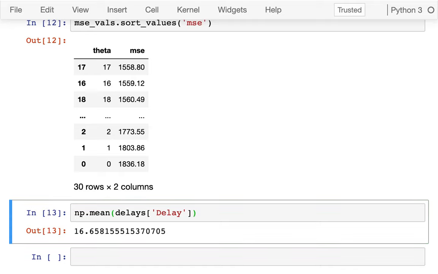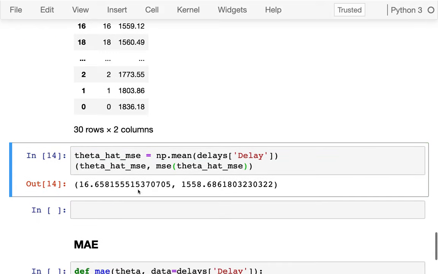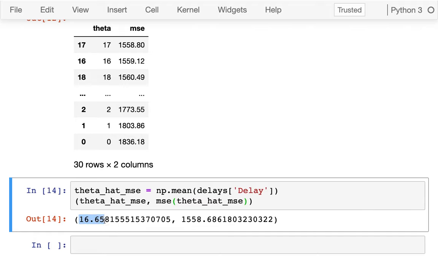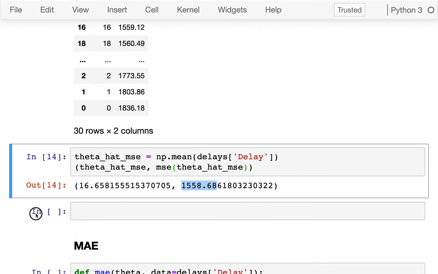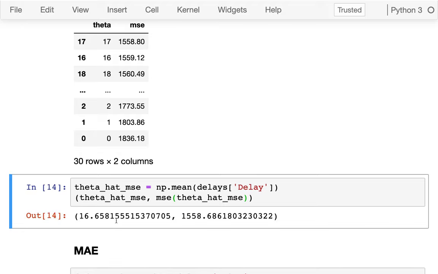Okay, so it turns out the best value of theta is 16.66, and I can also show you the mean squared error for this value of theta here. So let me save this in a variable, theta hat MSE, and then I'll display theta hat, theta hat MSE, and then MSE like this. Okay, so the best value of theta is this value here, and indeed it turns out that this mean squared error is actually lower than all the other values that I've tried. So this is the best value of theta. And so if I pick the mean squared error loss function, I would say my best estimate is 16.66.